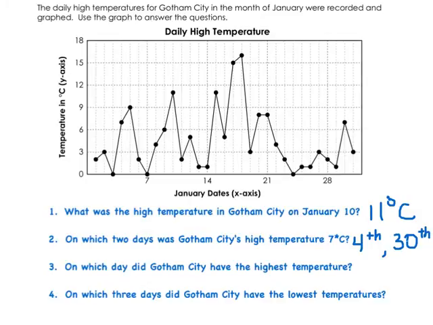All right. Question number 3 says, on which day did Gotham City have the highest temperature? Well, that one's easy to find because I want to find the dot that is the highest on the graph, and that would be this dot. And if I follow it down, I'm right to this line. And I can either start with the 14 or the 21. And I would start with the 14. I would count up to the 15th, 16th, 17th, 18th. This would be the 18th. Was the highest temperature for the month.